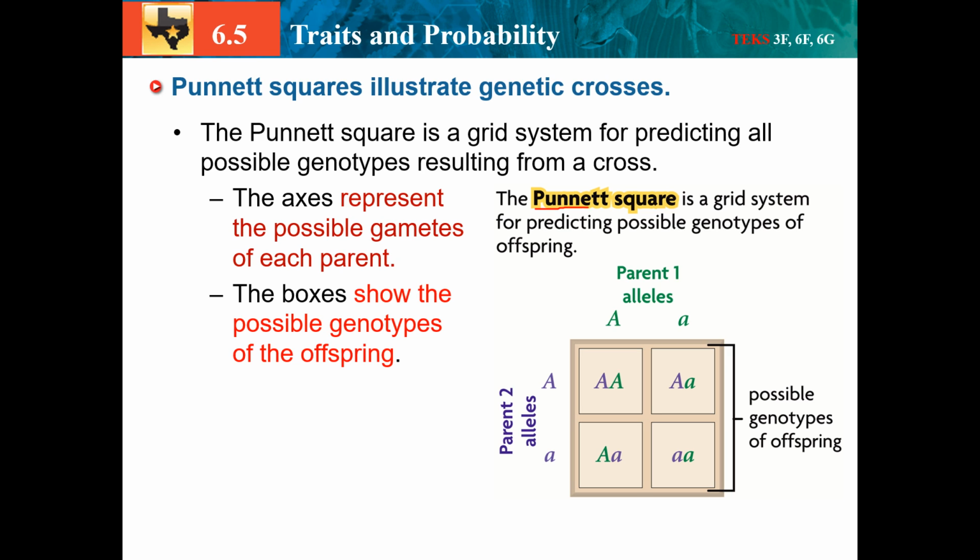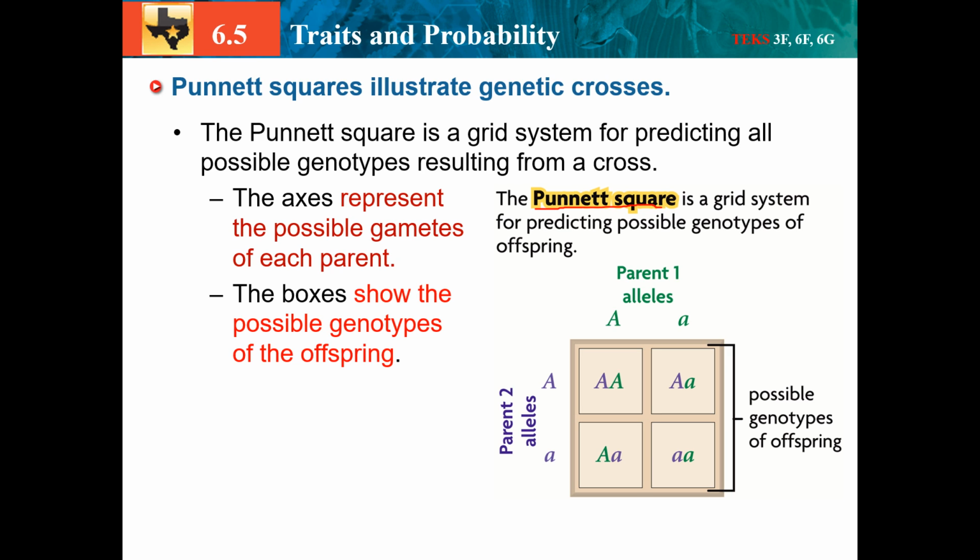A Punnett square can be defined as a grid system for predicting all the possible genotypes of offspring. This wordy definition isn't really as useful as the picture concept, where we take two alleles, and remember, alleles are just different versions of a single gene. It has to be the same gene, a gene that's on homologous chromosomes, meaning chromosomes that have the same genes.